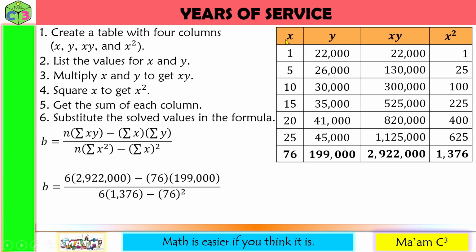Minus the square of the summation of x. And the summation of x again is 76. So we have 76 quantity squared. Computing this in a calculator, this will give us 970.97. Now that we already have the value of b, we can now compute for the value of a.